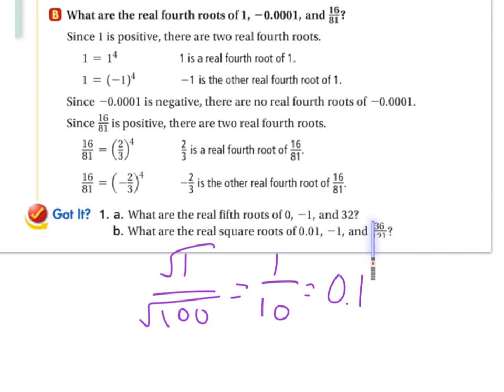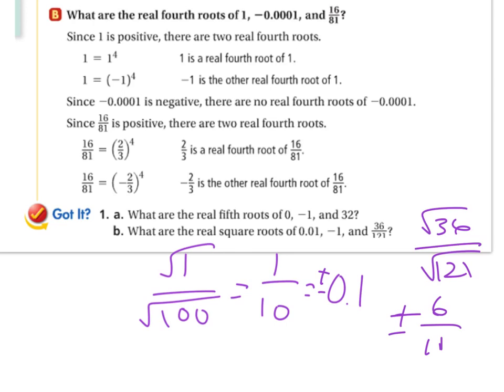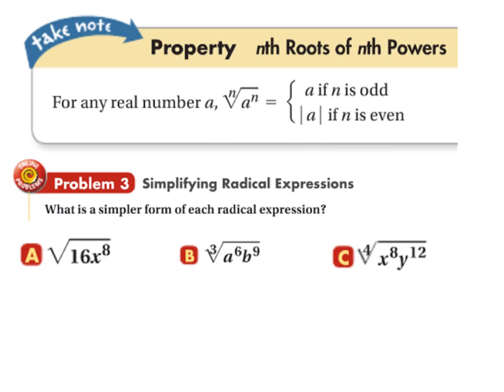And to find the real square roots of 36 over 121, again, I should have a positive and a negative, 1/10 really, for the first one. And taking the square root of 36 over 121, I get 6 over 11, and again, because it's an even root and a positive number, we get 2 real roots, both positive 6/11ths and negative 6/11ths.